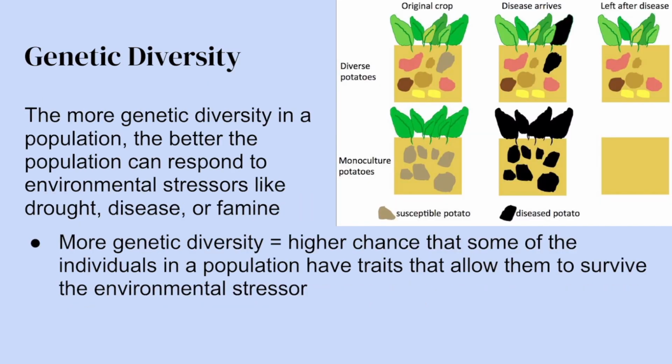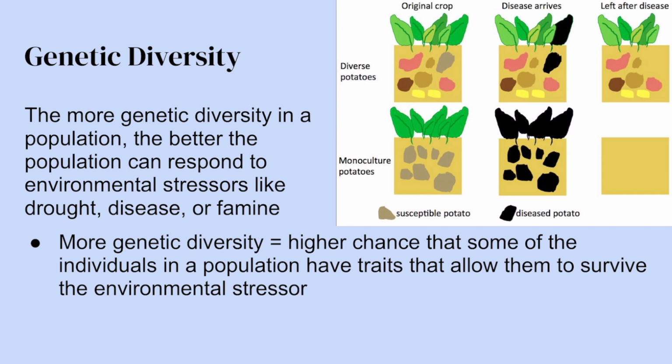Genetic diversity is also really important, because the more genetic diversity in a population, the better that population can respond to environmental stressors, especially things like drought, disease, or famine. When you have more genetic diversity, there's a higher chance that some of the individuals have traits that will allow them to survive an environmental stressor.